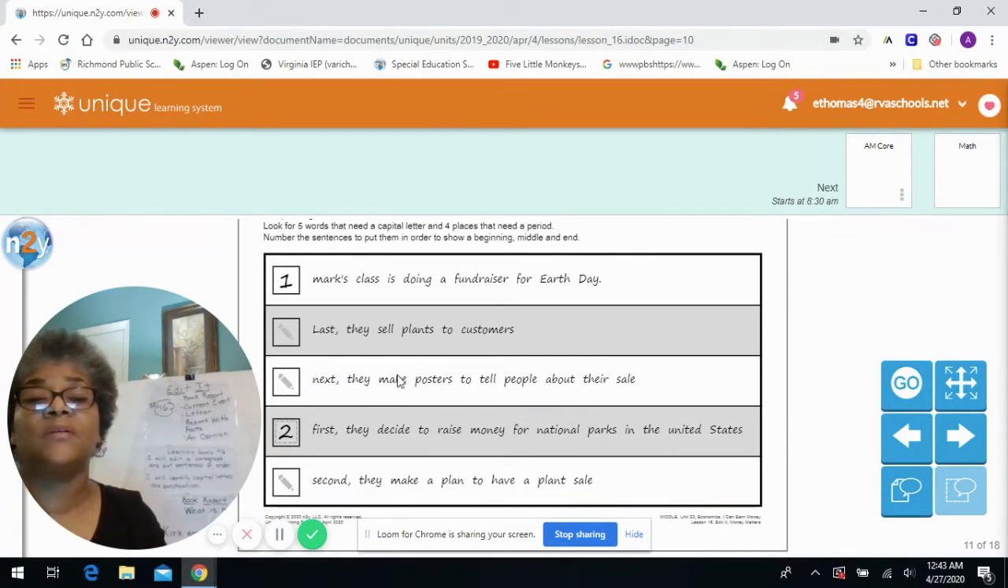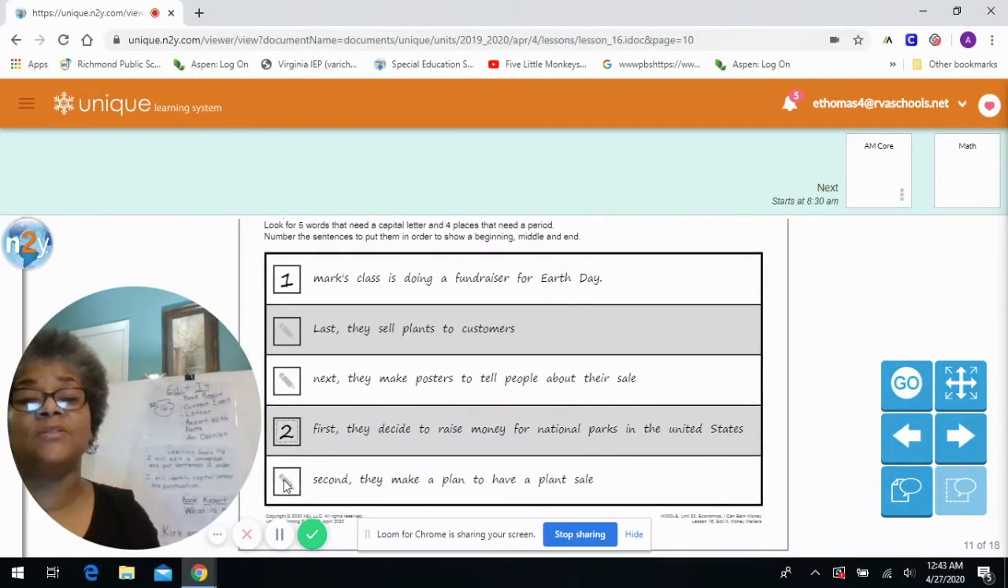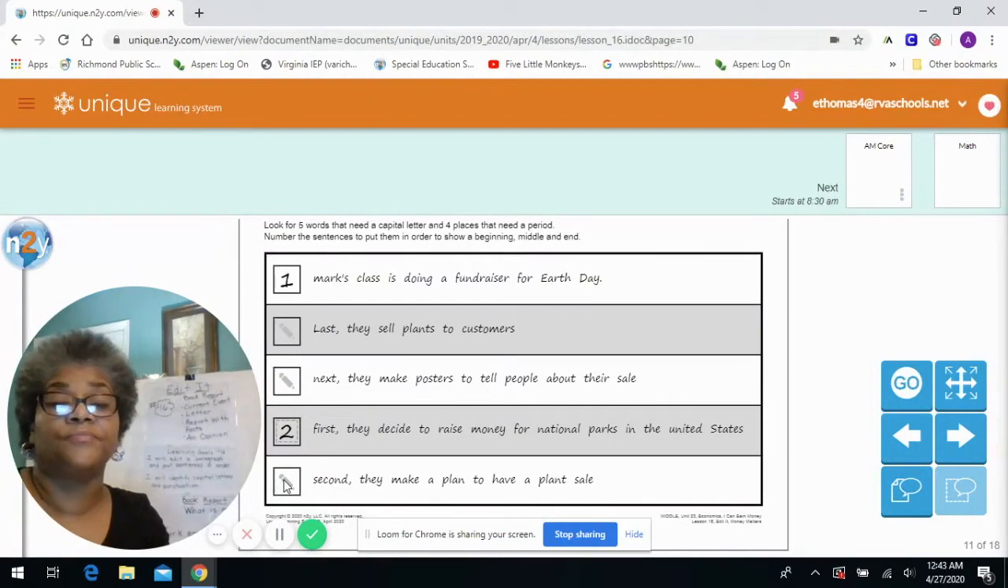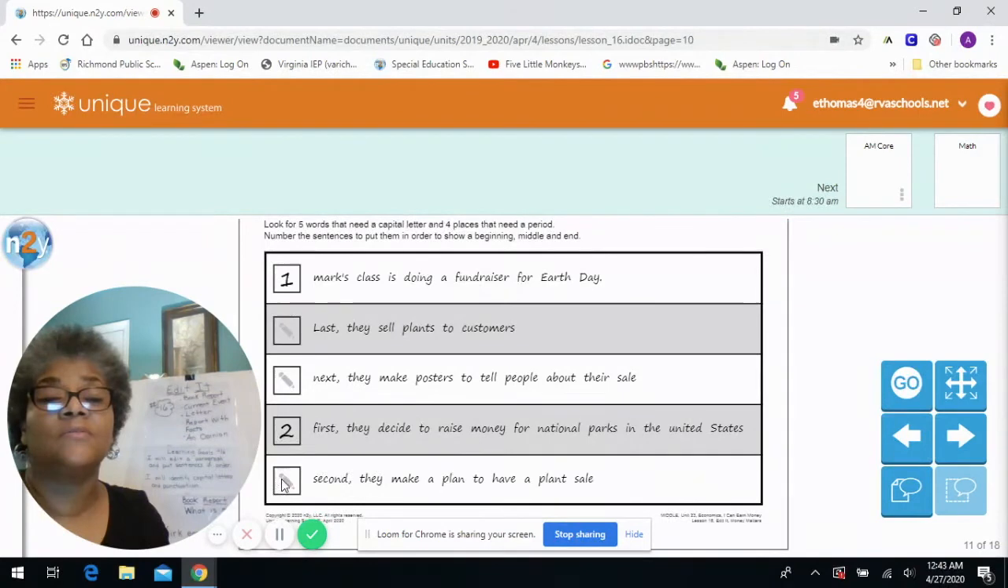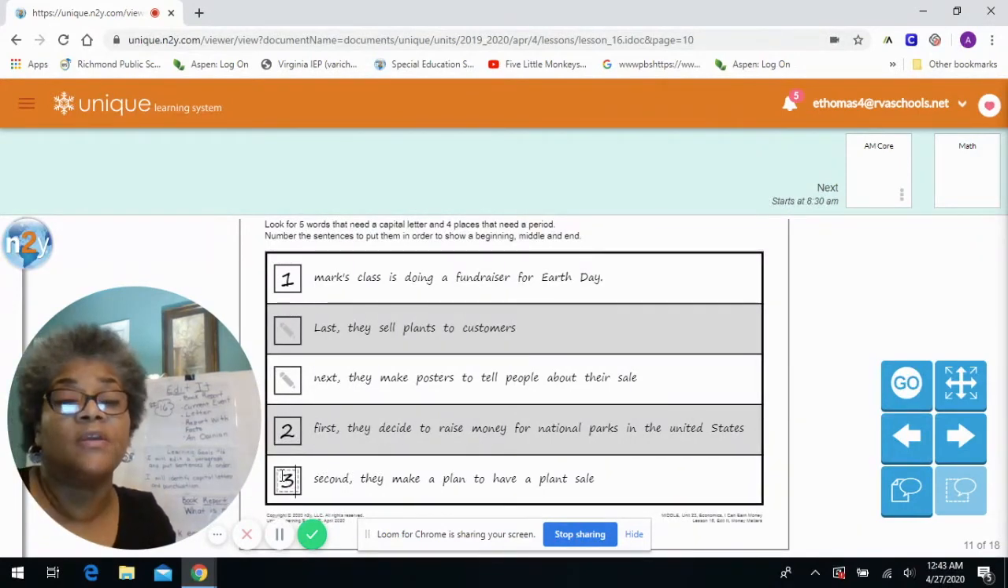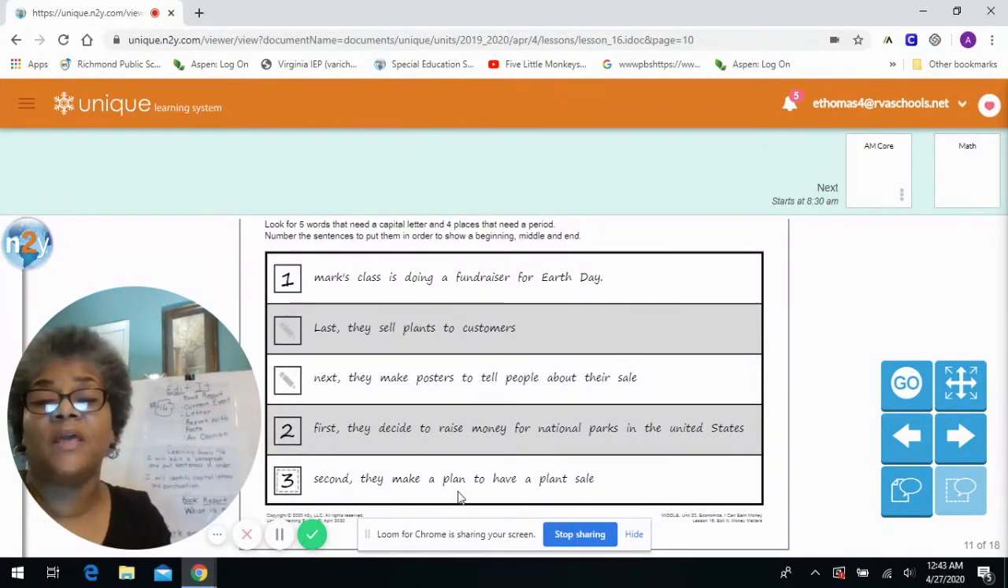Last, they sell plants to customers. Next, they make posters to tell people about their sale. Second, they make a plan to have a plant sale. So what comes next? They make a plan. So number 3 goes there. Let's try that again. Number 3. Second, they make a plan to have a plant sale. They decided to raise money, and then they decided to make a plan for a plant sale.